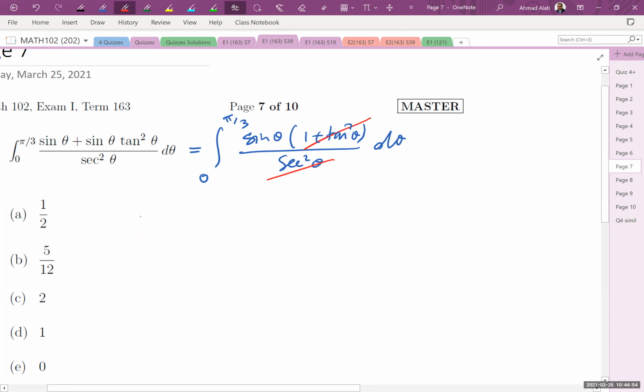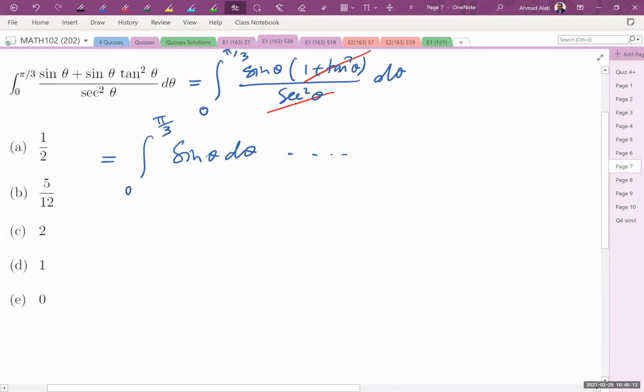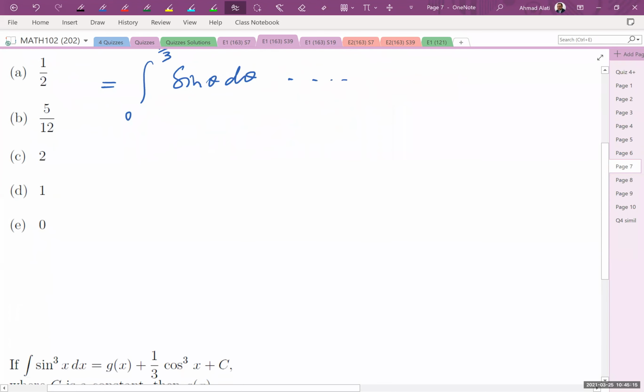1 plus tan squared is secant squared, so they will be cancelled. And you will have the integral of sine theta. And you know how to do this, I will leave it for you. Khalas, it is clear. The integral of sine theta is negative cosine. Be careful, because some of you made a mistake. They said that the integral of sine is cosine.